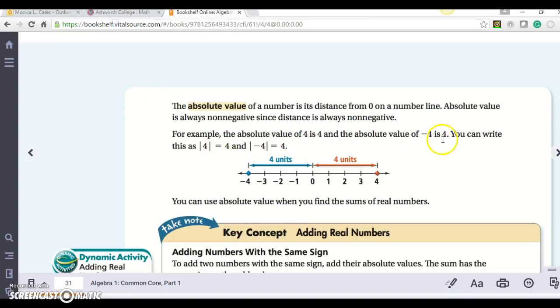The absolute value of -4 is 4. You can write the absolute value of 4 equals 4 and the absolute value of -4 equals 4. So the distance from 0 to 4 is 4, and the distance from 0 to -4 is 4.